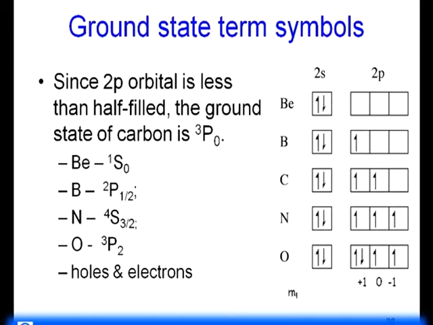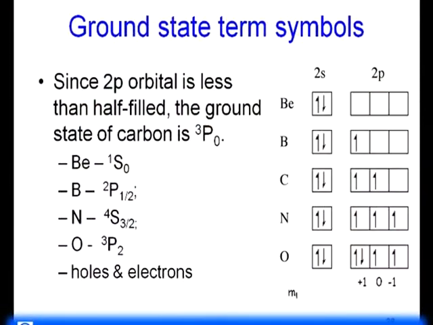Now the 2p orbital is less than half full. You can have a total number of 6 electrons in a 2p orbital, and you only have 2, so it is less than half filled. In that case, we will decide that 3P0 is lower in energy as compared to 3P1 and 3P2. So the order of energies is 3P0, 3P1, 3P2. 3P0 is the lowest in energy.